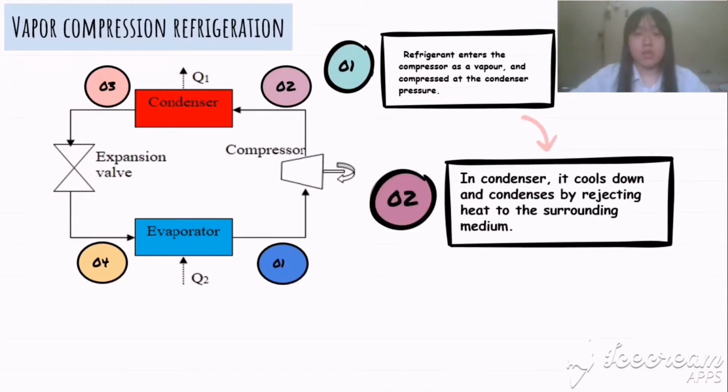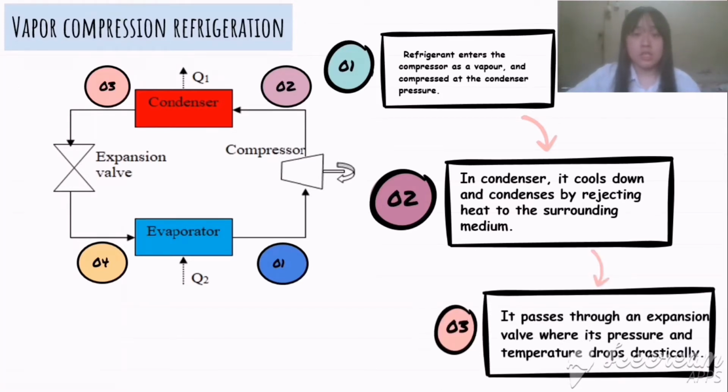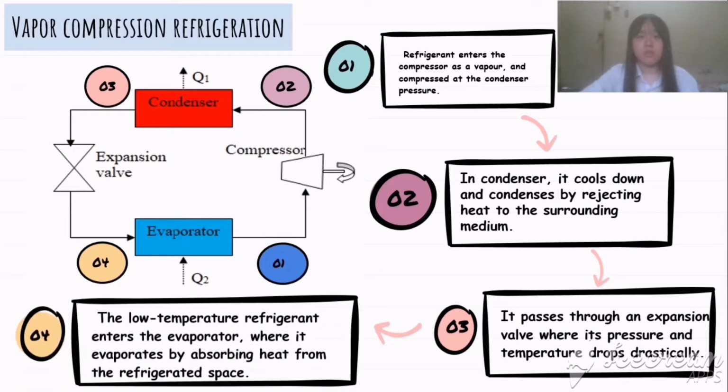Then it leaves the compressor and enters the condenser. In the condenser, it cools down and condenses by rejecting heat to the surroundings. After it leaves the condenser, it passes through an expansion valve where its pressure and temperature drop drastically. The low-temperature refrigerant enters the evaporator and evaporates by absorbing heat from the refrigerator space. The cycle is repeated when the refrigerant vapor leaves the evaporator and enters the compressor.